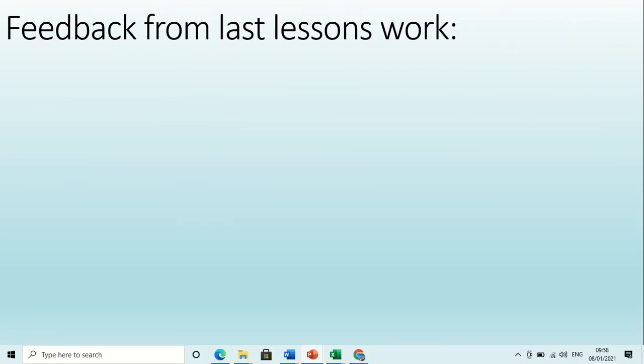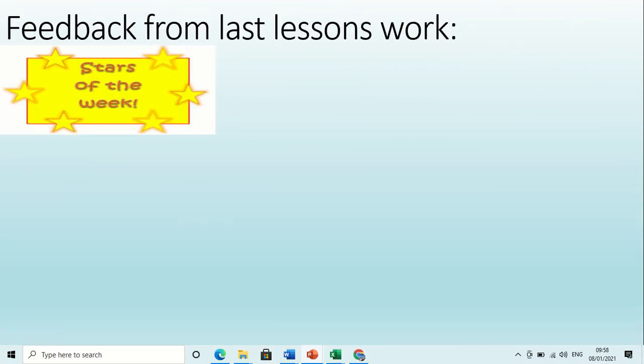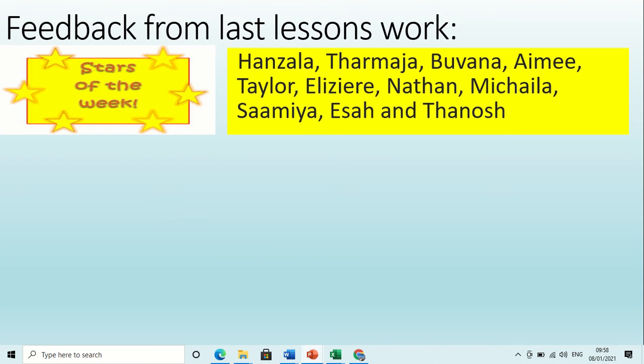Okay, so a bit more feedback from last lesson's work. This is my stars of the week for the classwork that was submitted to me that I thought was excellent. So well done if you're on that. In that yellow box, you're one of the stars of the week for quality classwork submitted to me.